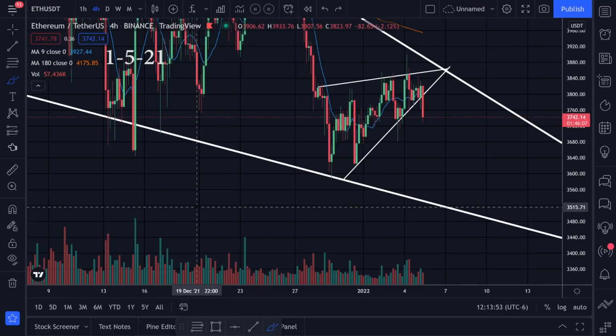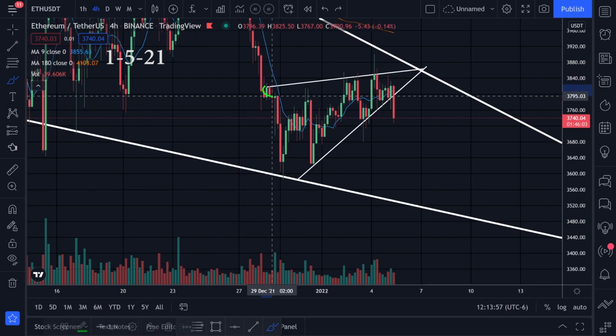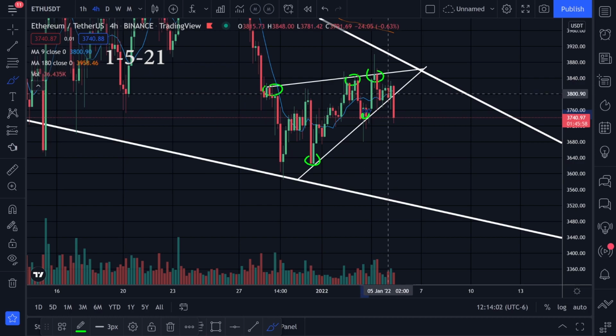Let's take a look at the chart for Ethereum. Okay, so here's what we're looking at. We're on the 4-hour time frame right now, and we have resistance right here, resistance right here, resistance right here. We have support right here, support right here, and support right here.